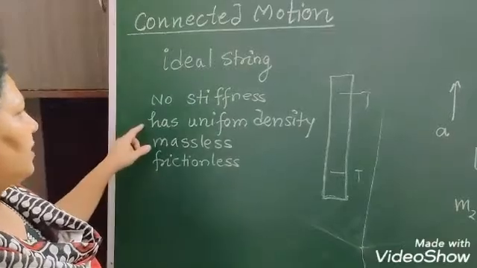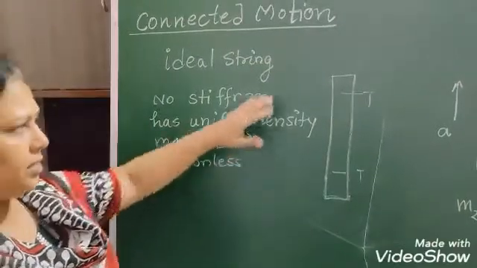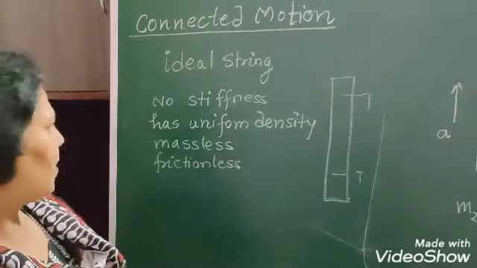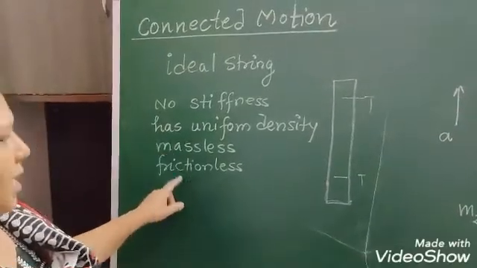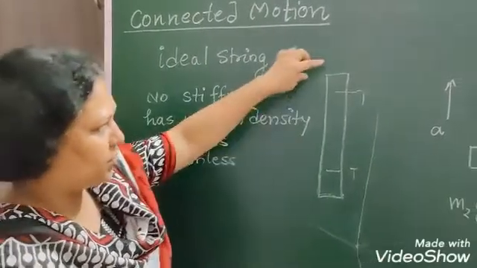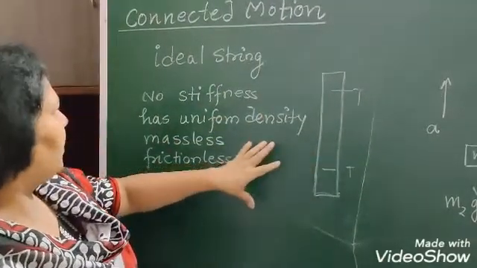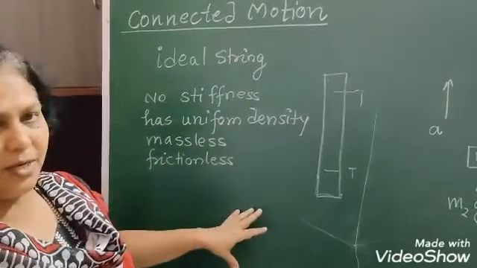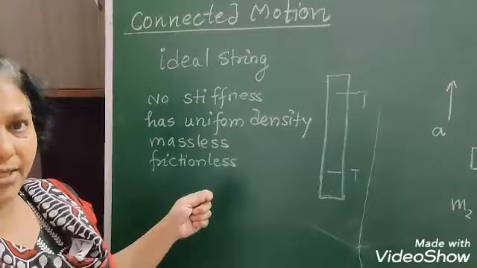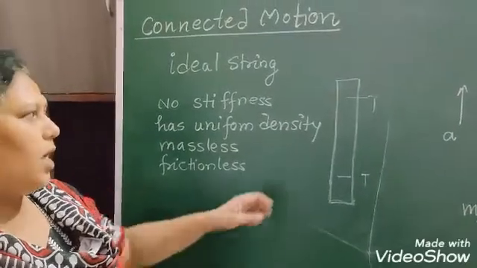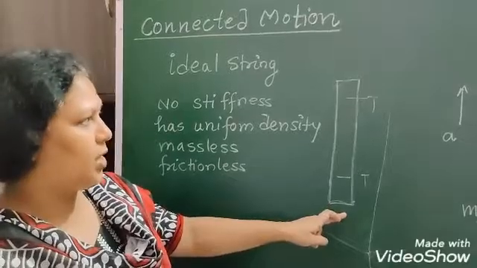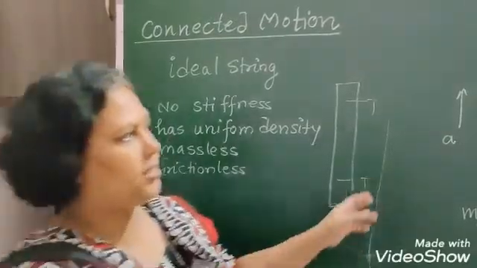Now you will see that it has uniform density all over the string. Then it is massless and frictionless. And one more property is there: it is an inextensible string, that is, the ideal string cannot be extended, cannot be pulled. And the tension everywhere will be equal in this string. So this type of string is attached here.